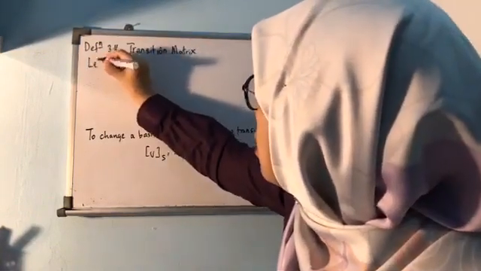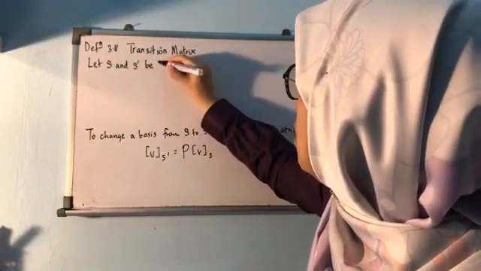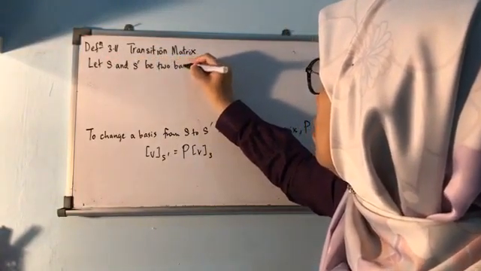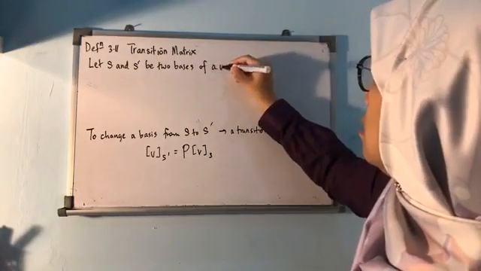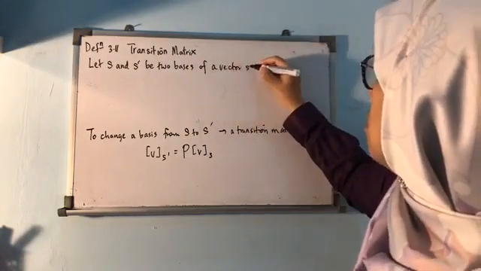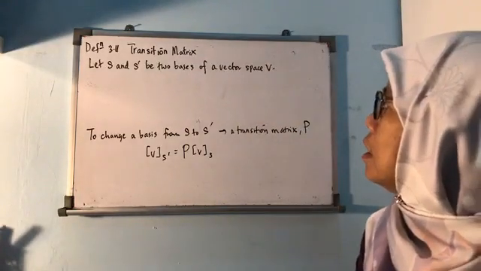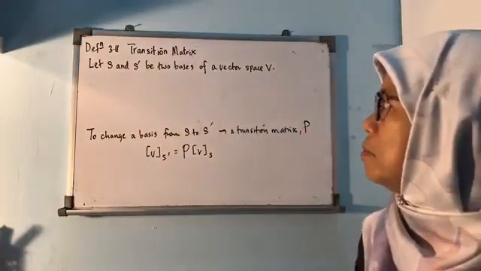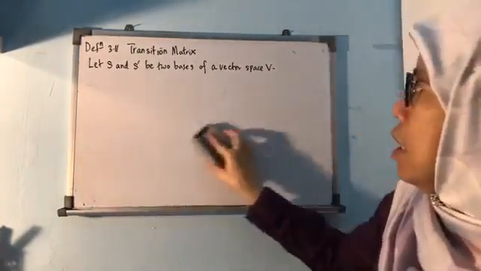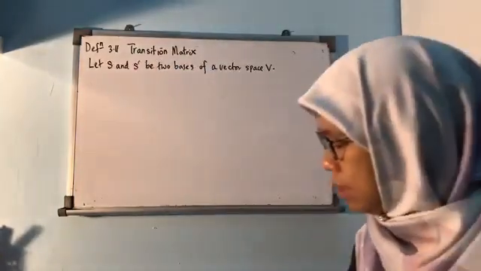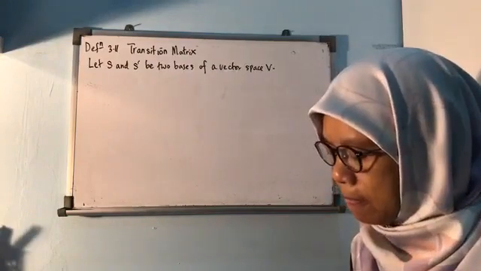Okay, let S and S prime be two bases of a vector space V. I will give you S and S prime. Okay, because for one vector space you will have infinitely many different bases. Basis is not unique.